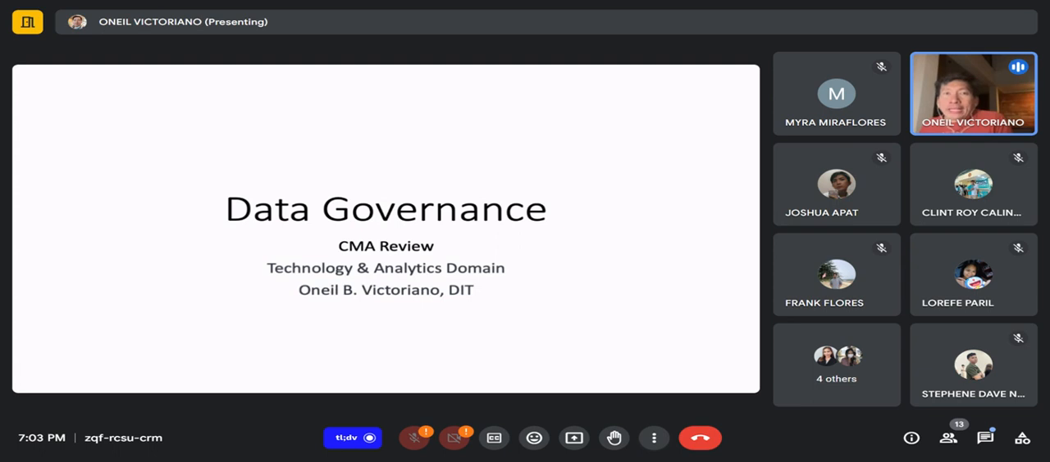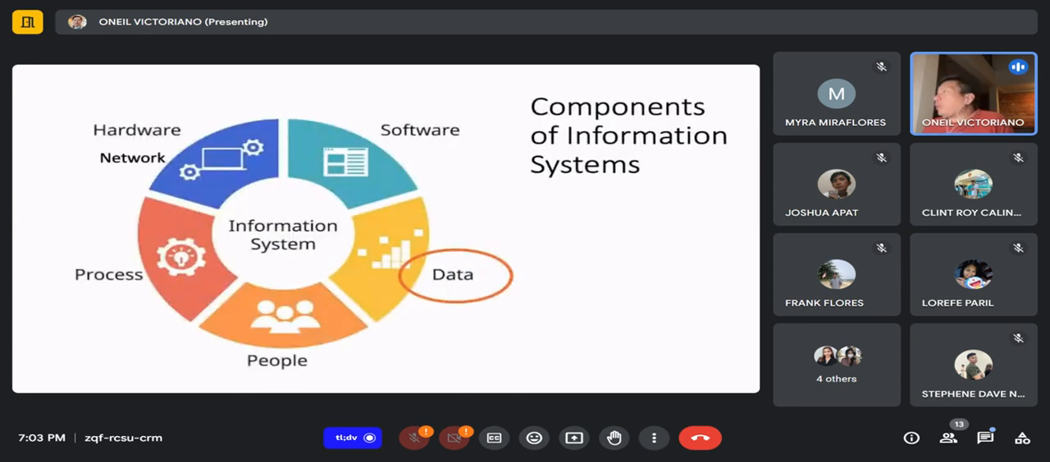So again, this is the second subtopic for the domain technology and analytics. We'll try to recall the components of information systems from the first subtopic, which are hardware, network, software, process, and people. And of course, one of the aspects is data, which is looking into how we govern data.